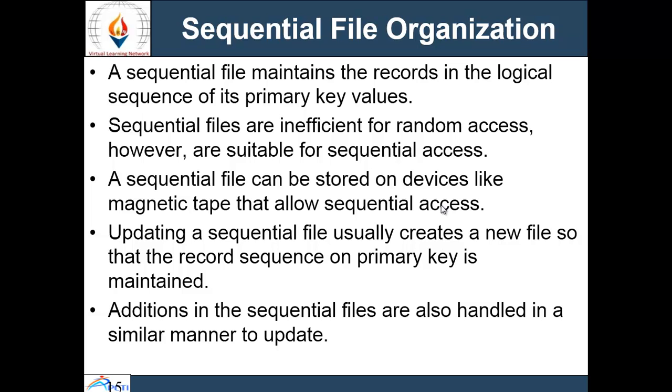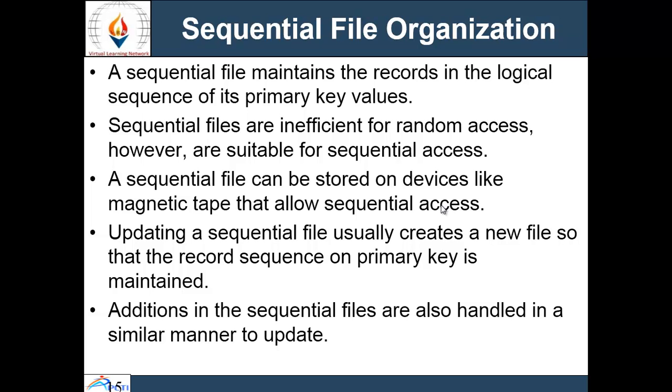Next is sequential file organization. In sequential file organization, records are maintained in a logical sequence of their primary key value. Sequential files are inefficient for random access. However, these are suitable for sequential access. Sequential files can be stored on devices like magnetic tape because they allow the sequential access of data. Updating a sequential file usually creates a new file so that the record sequence on the primary key is maintained.